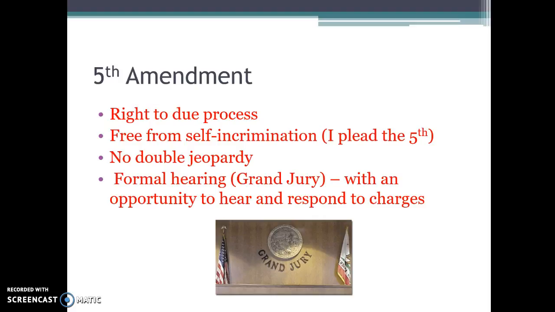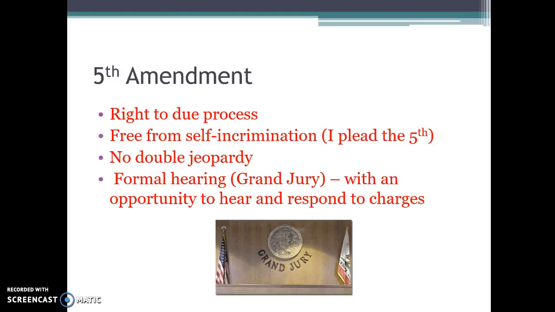The Fifth Amendment also protects you from double jeopardy. So you cannot be prosecuted for the same crime more than once. What that means is, let's say you're accused of bank robbery, and you're acquitted. The jury says, no, you're innocent. The government cannot turn around and charge you for that same robbery all over again. They don't get a do-over. There's no appeal process for the prosecution, only for the person that's being accused.